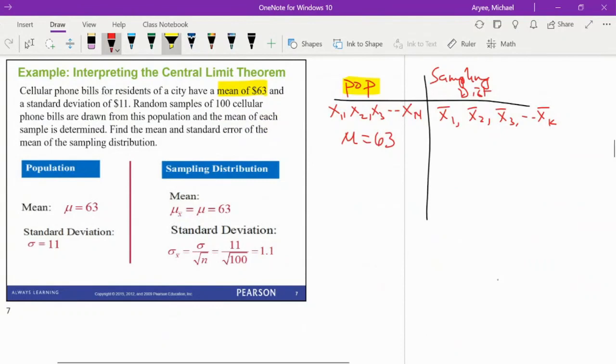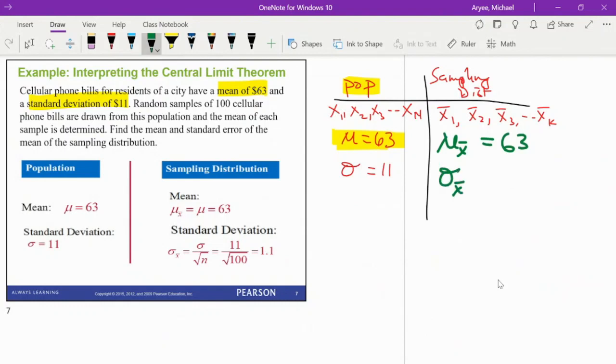Okay, so what the rule we just learned says is that if the mean is 63, then the mean of all the X bars, mu X bar, will also be 63. That's one of the rules we just learned. Then they said that the standard deviation is 11. So sigma is equal to 11. So we could say that the standard error, which is sigma x bar, will be what? 11 divided by, they always have to tell you the sample size. Now they said a sample of 100.